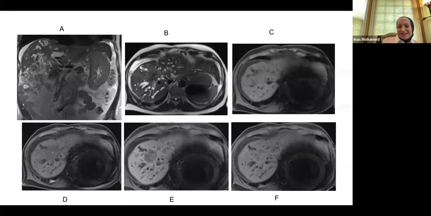Actually, this is cholangiocarcinoma. Look at what's going on there. This is crazy, all these T2 hyperintense linear ducts. This is actually intrahepatic biliary dilation.